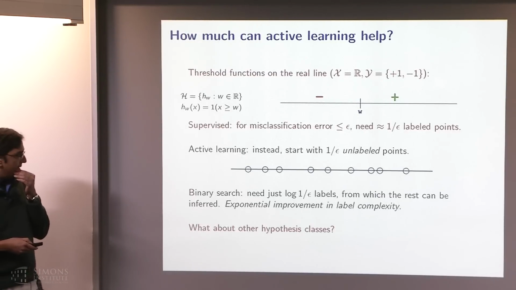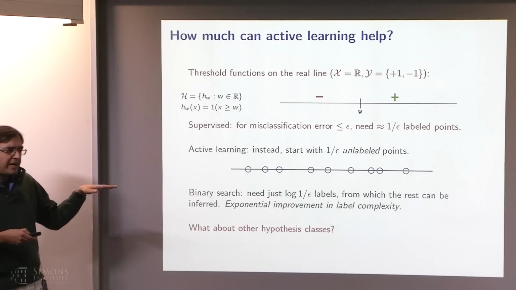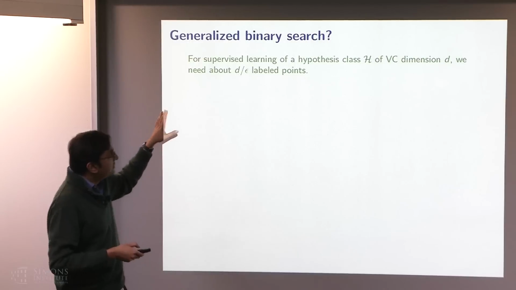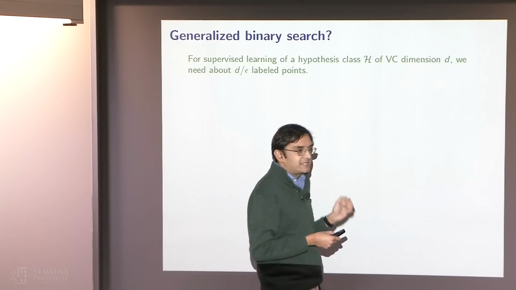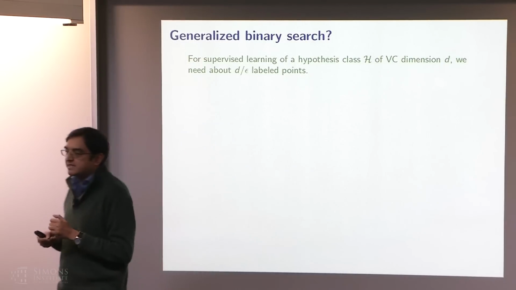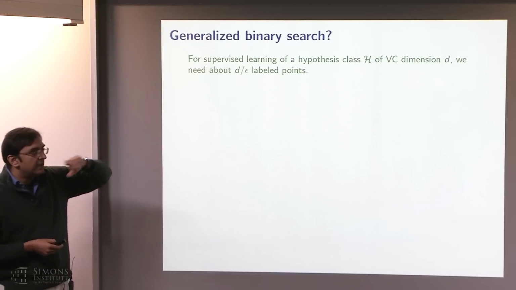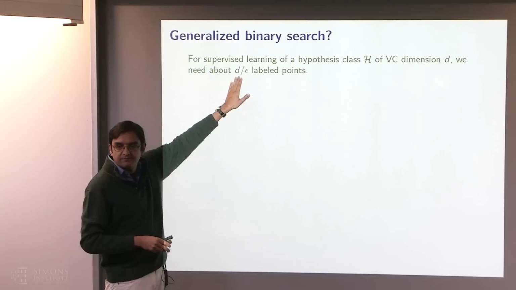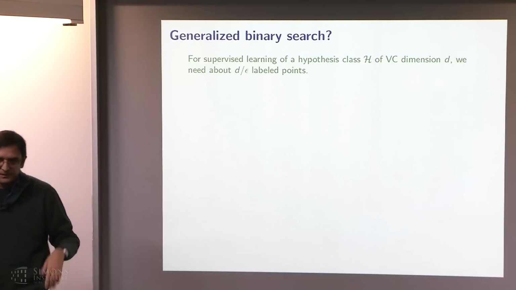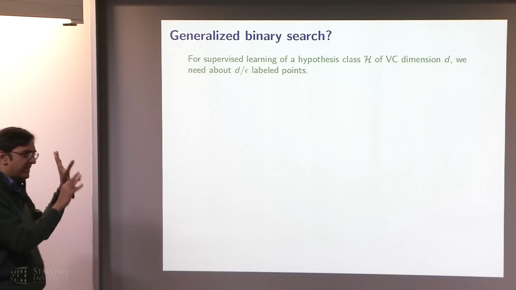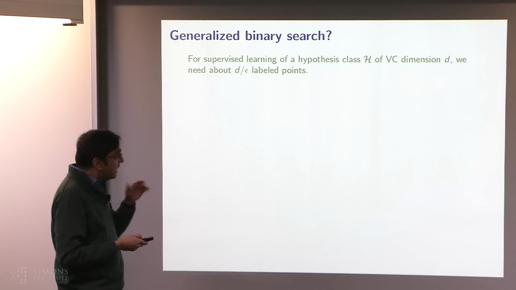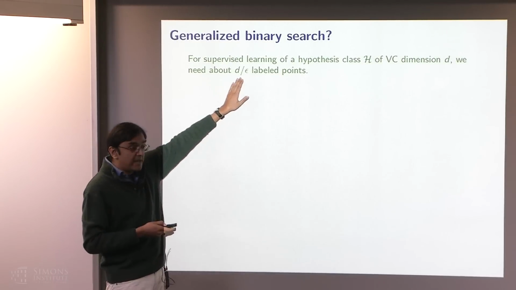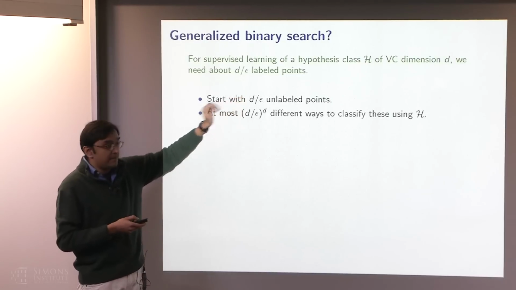And so the question is, what happens when we take this same reasoning to other hypothesis classes? Okay, so now let's move on to a hypothesis class that is less trivial, a hypothesis class of, say, VC dimension D. Now we know that for supervised learning, we need about D over epsilon labeled points if we want error epsilon. Okay, I'm leaving out all the log factors and all that kind of stuff. So let's follow exactly the same methodology as before. This is the number of labeled points we need. Let's start with that many unlabeled points.